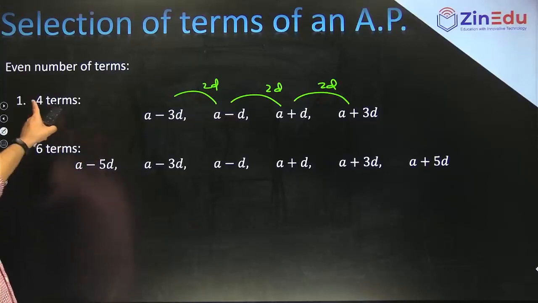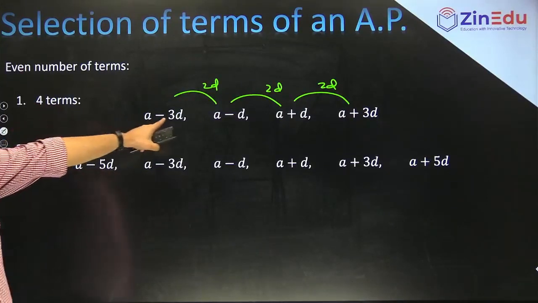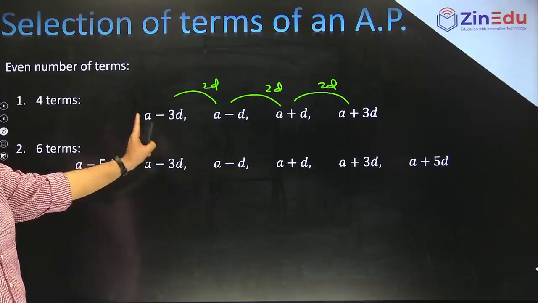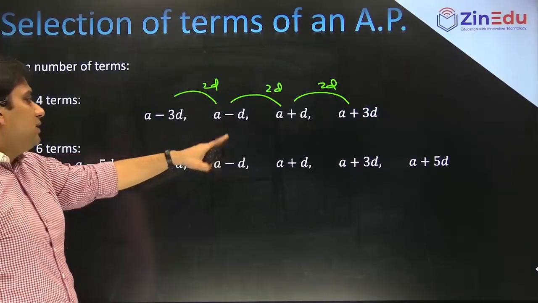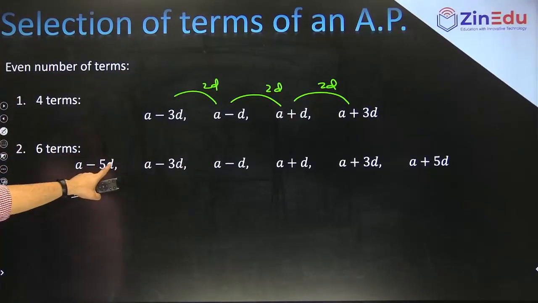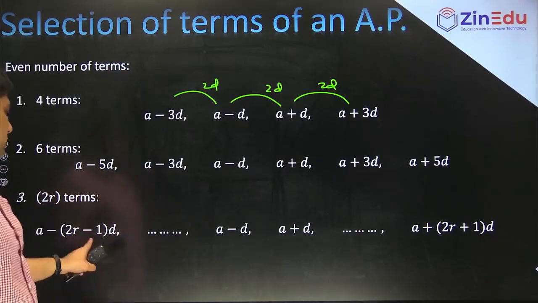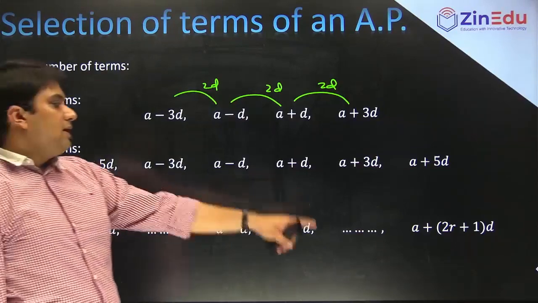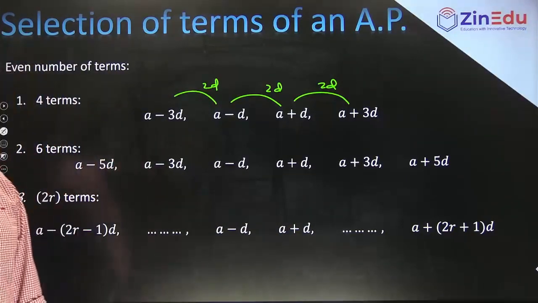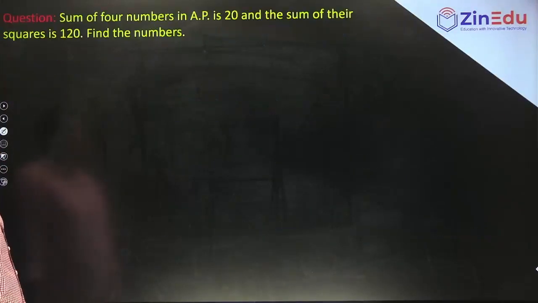So basically, if I'm writing 4 terms, that means we are writing a minus 3d. And if I'm writing 6 terms, that means a minus 5d. So if I'm writing 2r number of terms, it would be a minus (2r minus 1)d up till a plus (2r minus 1)d. So let us again try to solve a question.